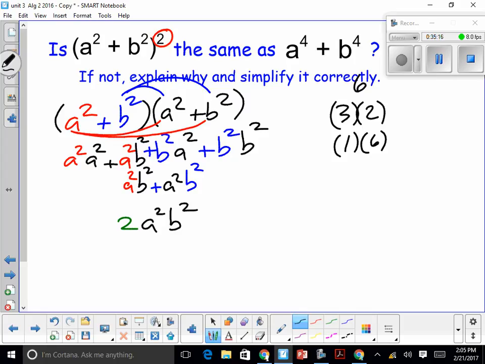A to the 4th power. When you multiply letters and the base is the same, the base of the A's, you add the exponents. That's how I say it. For the B's, can someone say what the exponent is going to be on the B's?